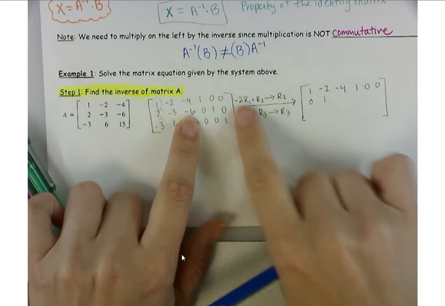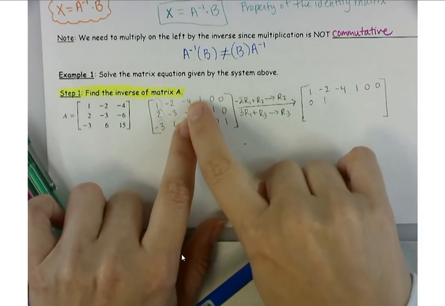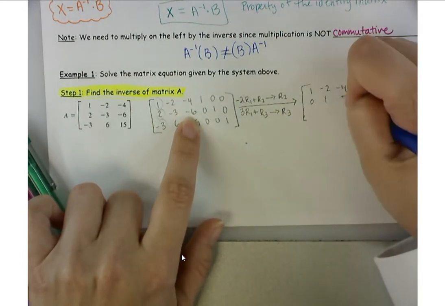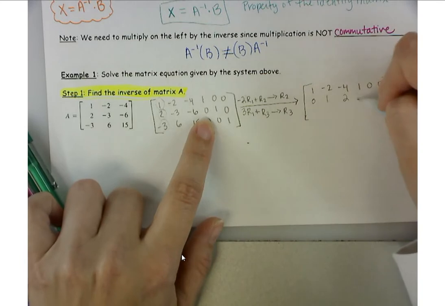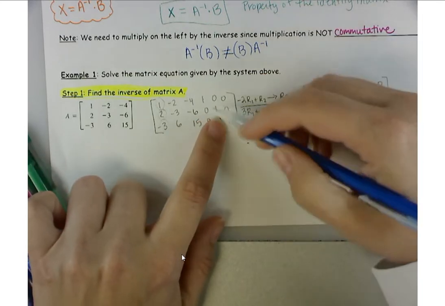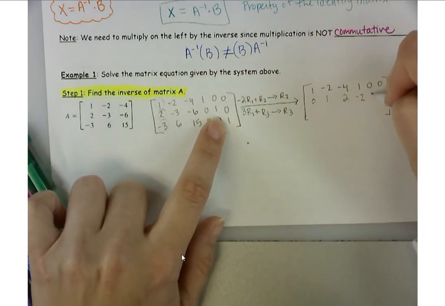Okay, and then negative 2 times negative 4 is 8. 8 plus negative 6 is going to be 2. Negative 2 plus 0 is negative 2. 0 plus 1 is 1. 0 plus 0 is 0.